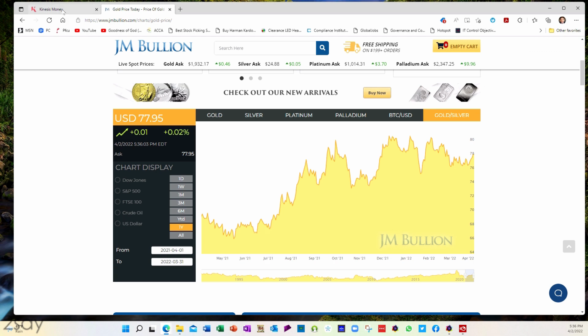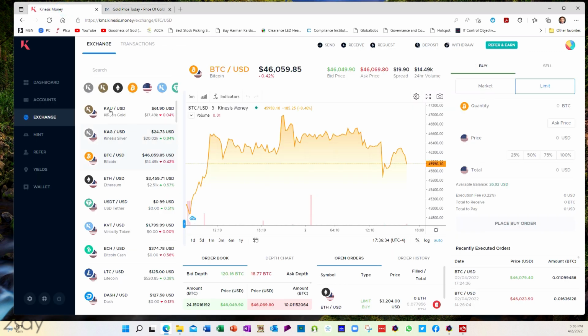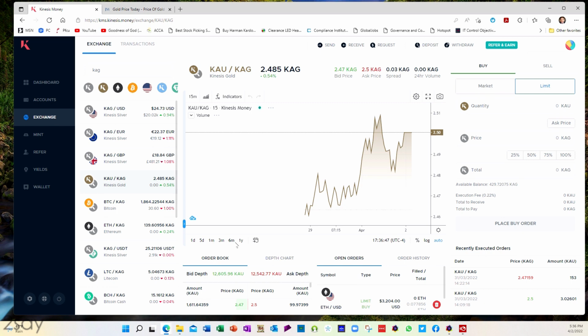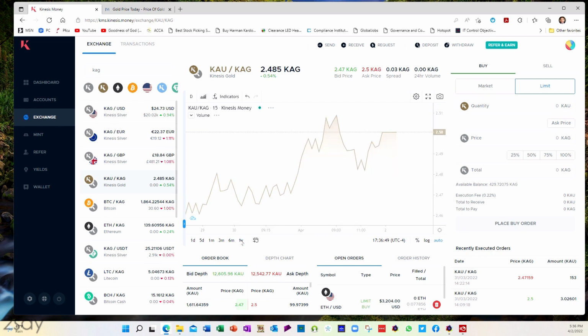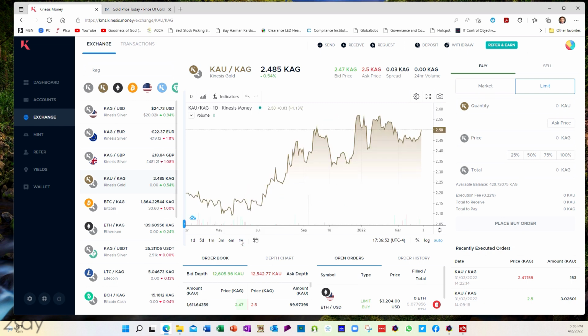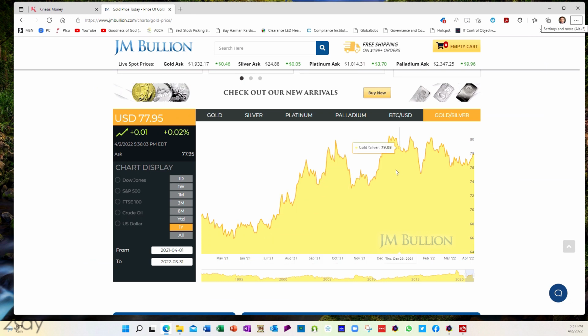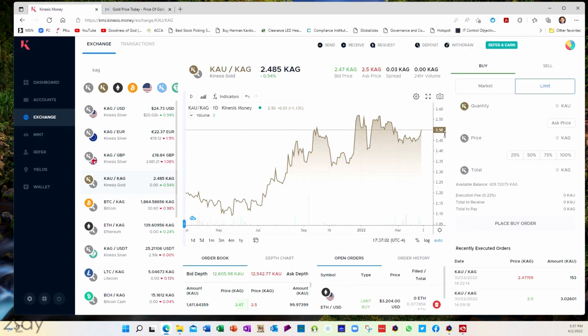Now let's go back into Kinesis, and we're going to set up the same thing here. I'm looking for gold-silver. Here's gold-silver, and I had a 1-year chart up before. Look at the shape of this chart. Low, high, a dip there. That's the same chart we've got here, but the numbers are different. Why are the numbers different? Because in Kinesis, we measure gold in grams, and we measure silver in ounces. So no big deal. The math still works out the same. It's just you've got different numbers here on the right.